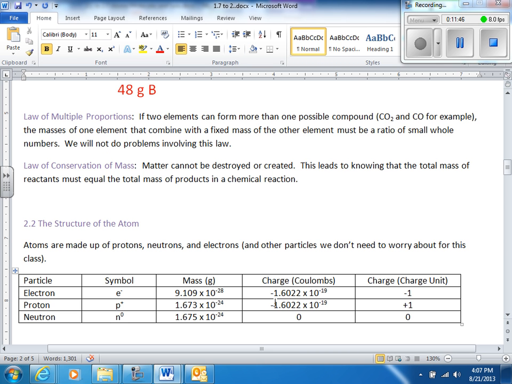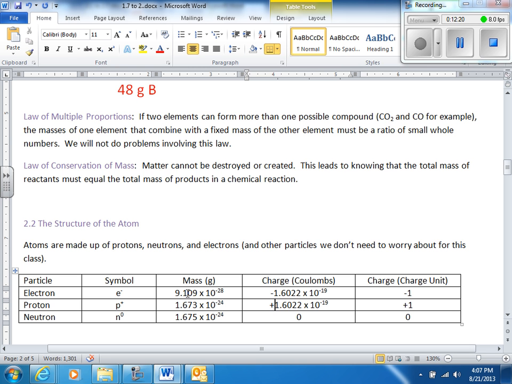Notice the charge, oops, this should be positive, not negative. The proton and the electron have equal and opposite charges. So we say as far as charge units are concerned, it's -1 and +1. And then looking at these masses, notice the proton and neutron have about the same mass. In fact, the difference in their mass is approximately the mass of one electron. If we add these two together, we get very close to this. Not quite. It's a little more complicated than that.